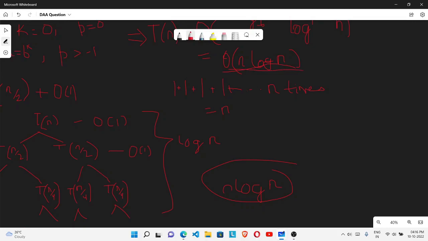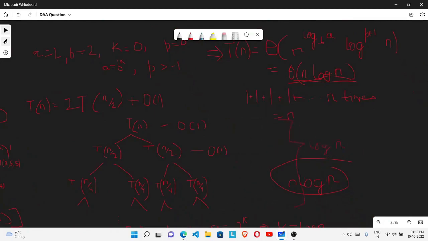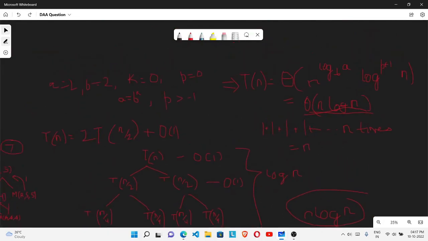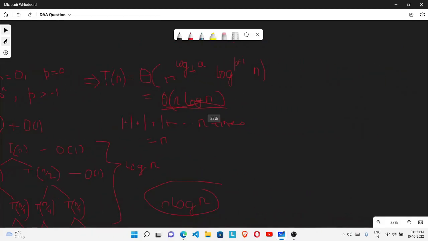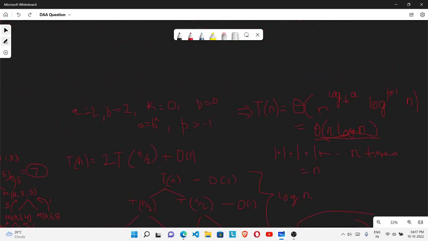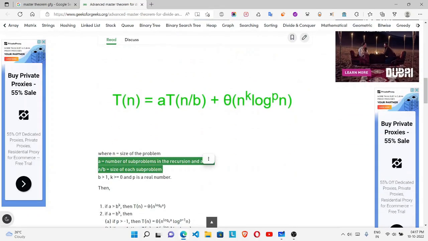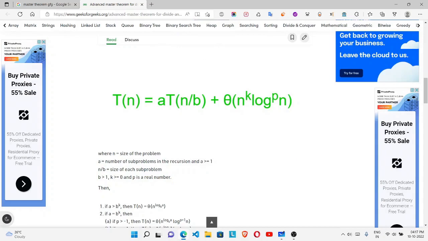So yeah, I'd suggest if you use the recurrence tree or substitution method, try solving the question using the master theorem also. If it's specifically mentioned and you can't do anything about it, you have to use the recurrence tree, right? But if you have time left at the end, just quickly try using the master theorem. And of course, the master theorem can be used if the following constraints are met: a should be greater than or equal to 1, b should be greater than 1, k should be greater than or equal to 0, and p should be a real number.